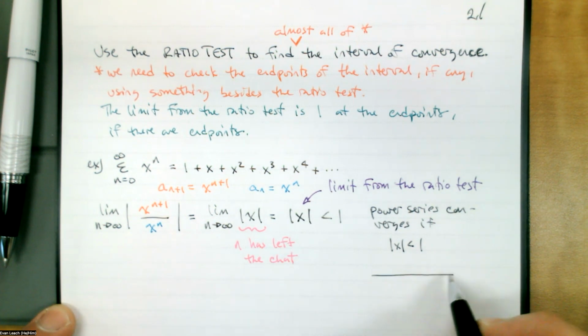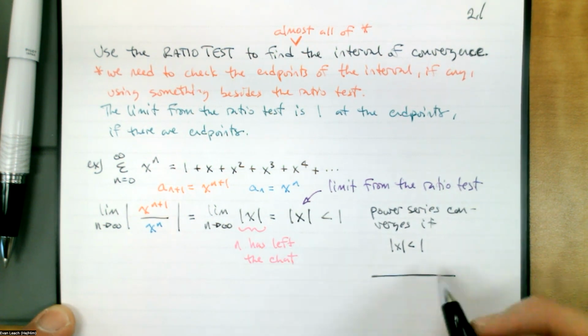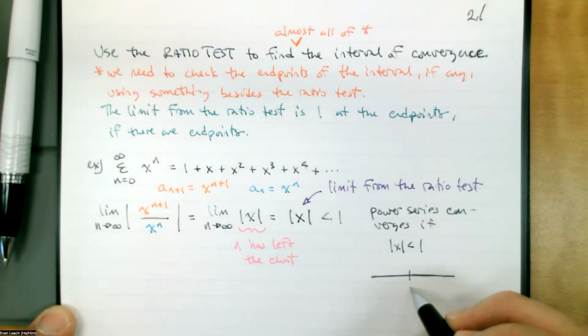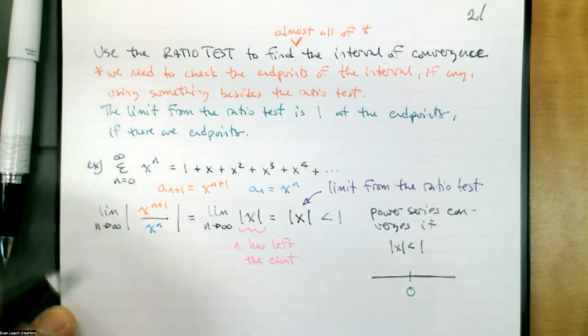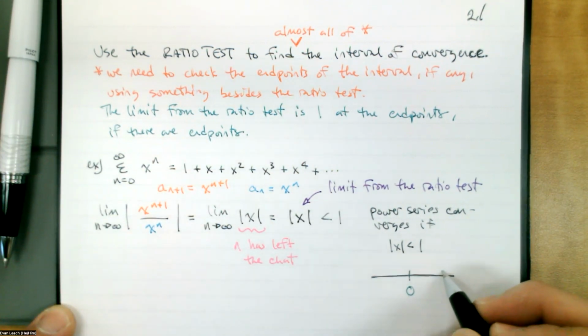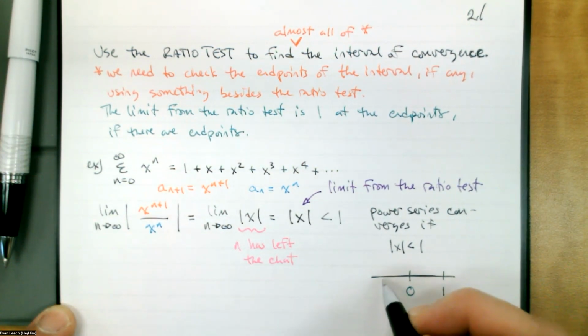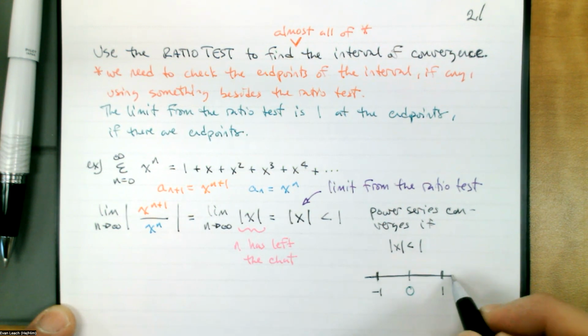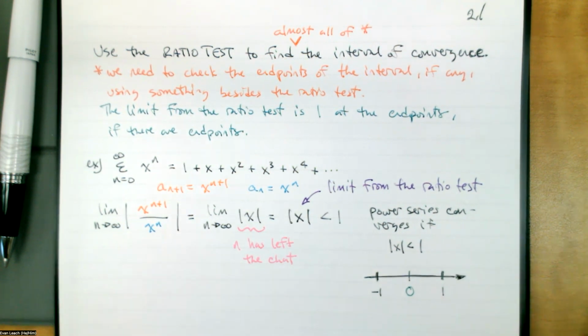if we draw a picture of it on a number line, has 0 at the center and a radius of 1. The ratio test has confirmed that anything strictly between -1 and 1 is part of the interval of convergence.